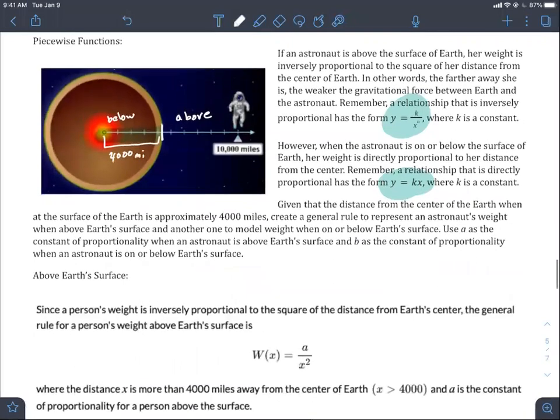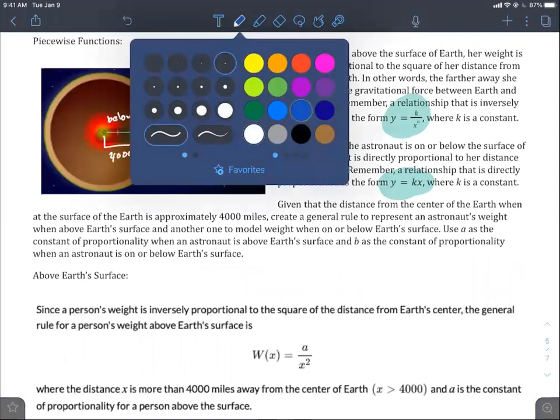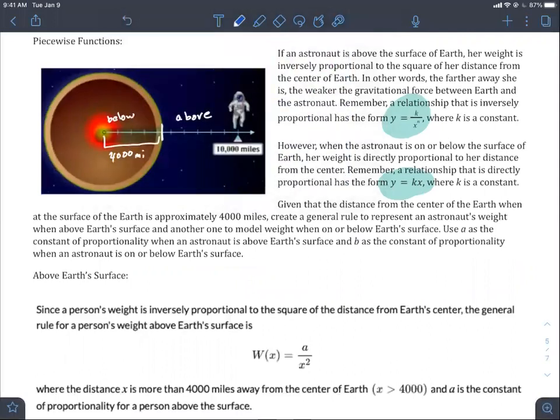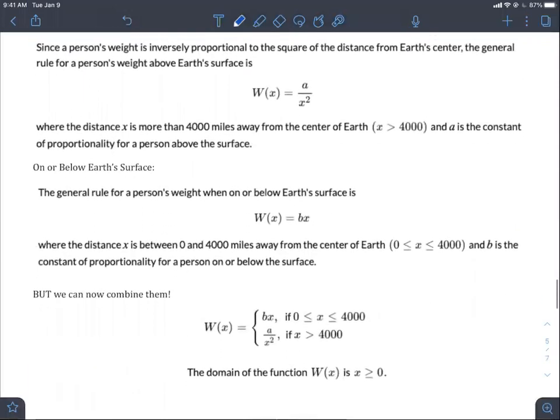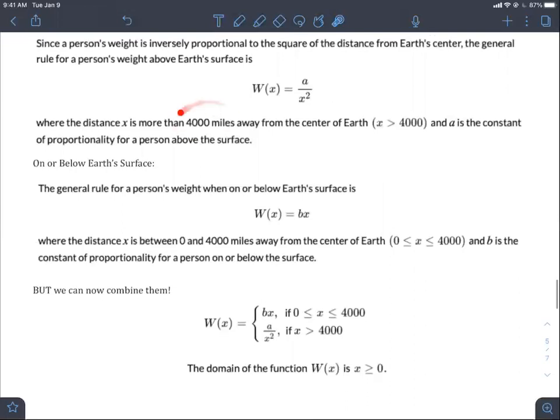So what we're going to do is use our newfound ability with piecewise functions to create a full gradient function of this astronaut's weight. Okay, and we're going to use it in proper terms. Since a person's weight is inversely proportional to the square of the distance, her weight is equal to some constant divided by x squared, where x represents the distance from the center of the Earth to the person. Knowing that the distance from the center of the Earth to the surface is 4,000 miles, this is going to be used for all values of x greater than 4,000.